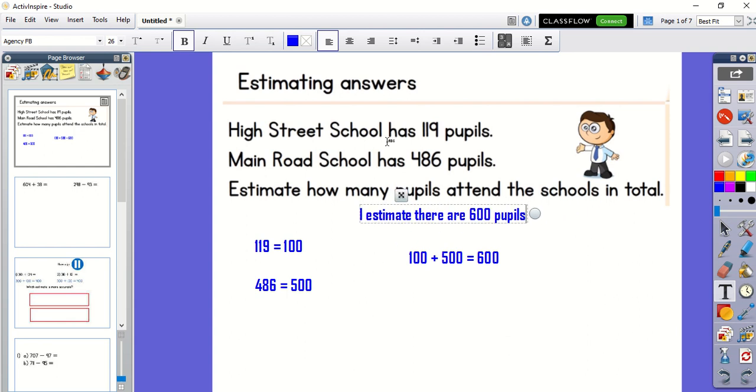If I said, oh, High Street has 119, Main Road has 486, I think there's 1,000, that wouldn't be a sensible guess, would it? Because 119 add 100 add 400 is nowhere near 1,000. By converting them to different numbers, so 100 and 500, I've been able to come up with a sensible estimate.